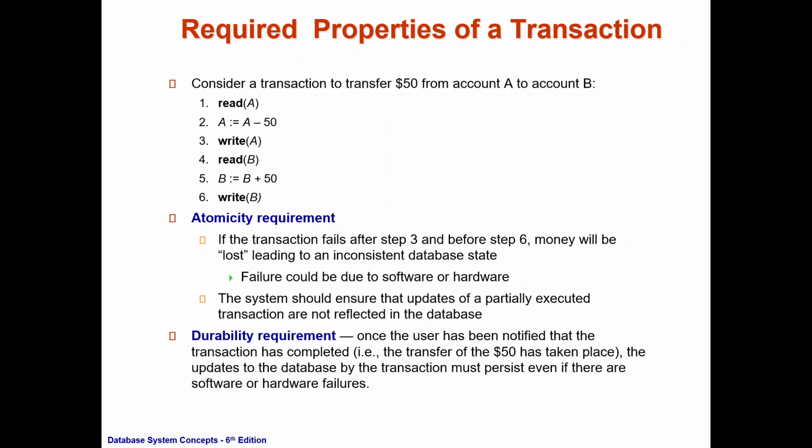Then is the durability. Suppose the user has been notified that the transaction has completed. That means for A, $50 is already transferred. Then the updates to the database by the transaction must persist even if there is a software or hardware failure. This is called durability. Even if there is a failure, once a transaction is carried out and $50 is withdrawn, it has to show, whatever type of failure it may be. If it is not there, then it is not durable.